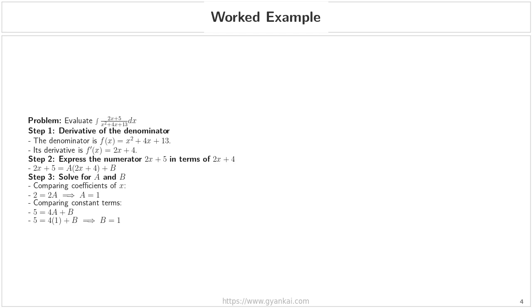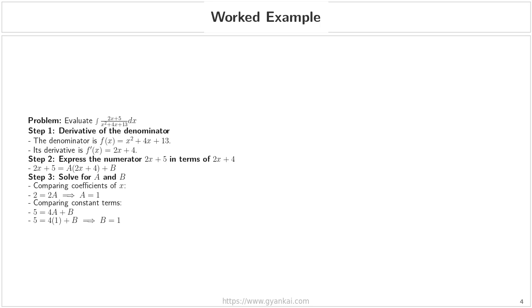Step 3. Solve for A and B. Let's solve for A and B. Expanding the right side of the equation, we get 2Ax plus 4A plus B. Now, we equate the coefficients of x and the constant terms. The coefficient of x on the left side is 2, and on the right side it's 2A. Therefore, 2 equals 2A, which gives us A equals 1.